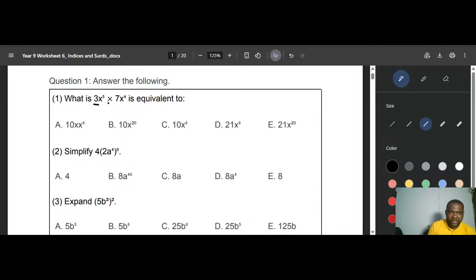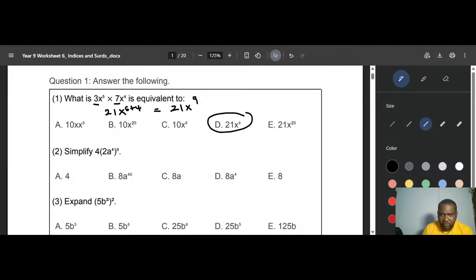For this one, 3 times 7 is 21. Then this is x raised to power 5 plus 4. Since you're multiplying them, you add the powers. So that would be 21 x raised to power 9. So that's D. If you got D, you got that correctly. That was beautiful.